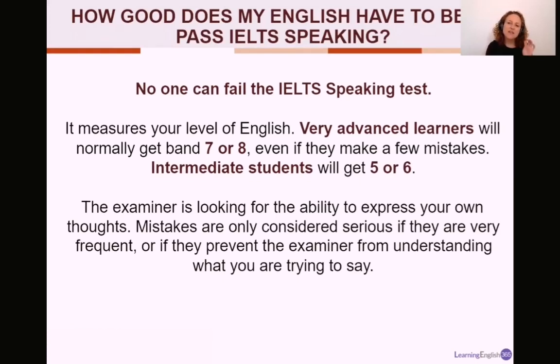Instead, the speaking test is measuring your level of English. So assuming that you do the test, if you don't do the test at all, you'll get a 0. But assuming that you do the test, and 99.9% of people who say they're going to sit the test do it, then you will get a score. And as you can see, very advanced learners will normally get a 7 or 8, even if they make a few mistakes. And intermediate students will get a 5 or a 6. And we've seen that often, you should be aiming for at least a 6, generally speaking.